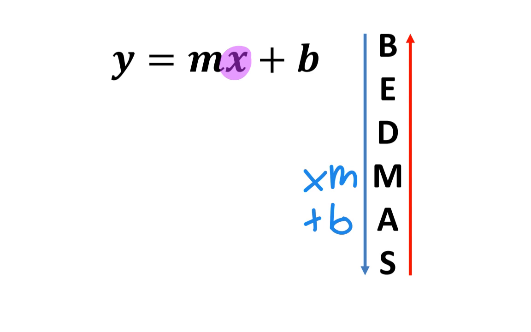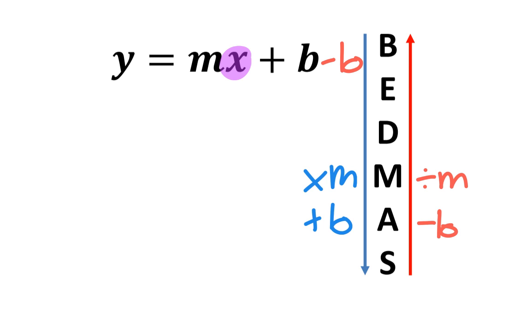At this point, think of the opposites of multiply by m and plus b. The opposite of plus b is subtract b, and the opposite of multiply by m is divide by m. BEDMAS usually goes from b all the way to s, but over here, we're going to go the reverse direction. We're going to go from s all the way to b. So the first thing we're going to do is subtract b. I'm going to write subtract b right over here.